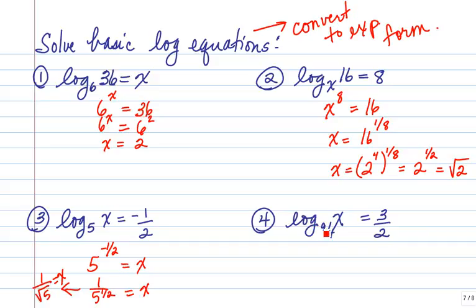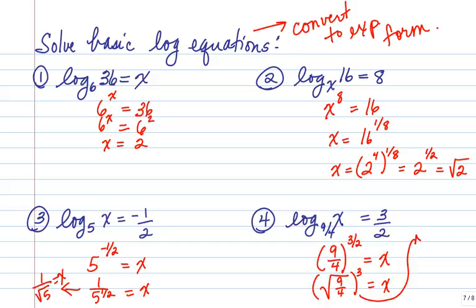What about log base 9/4 of x is equal to 3/2? So that would mean 9/4 to the 3/2 is equal to x. And just recall, with the fractional exponent, that means to do the square root of 9/4 cubed. Well, the square root of 9/4 is 3/2, and 3/2 cubed would be 27 over 8. Okay.